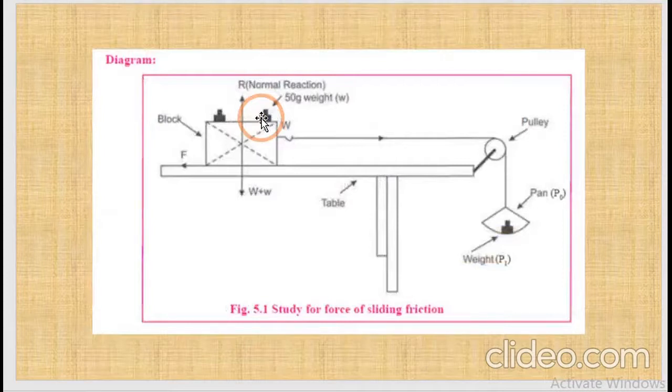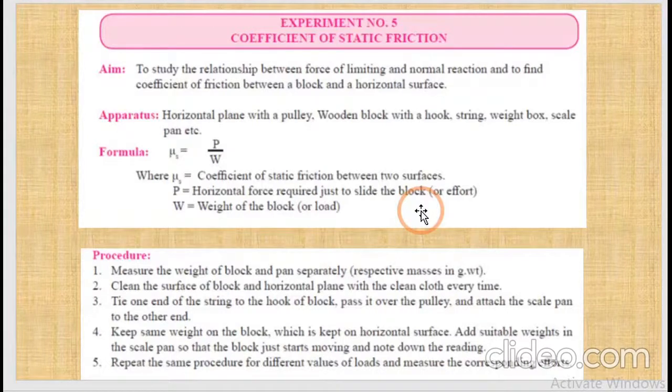Here the experimental arrangement is like this. We are placing one block on the smooth surface of the table. With the help of one pulley, we are attaching a pan, and in that pan we are going to insert weights. What are we going to perform exactly? We are going to first measure the weight of the block and pan separately. We have to mention that in the observation table. Then we are going to insert weights in that pan, and find out for which weight the block just moves or slides on the table.